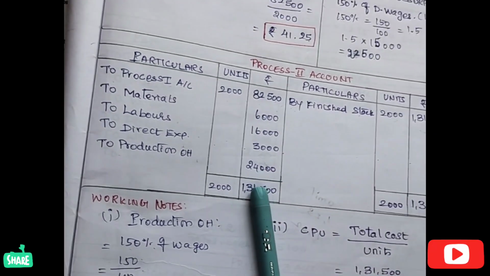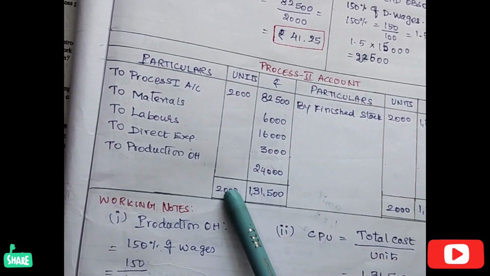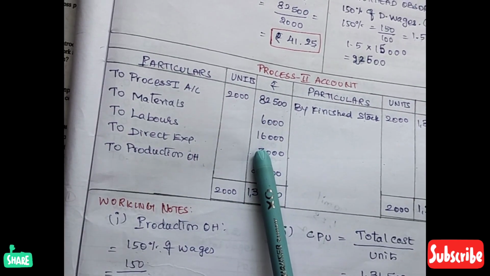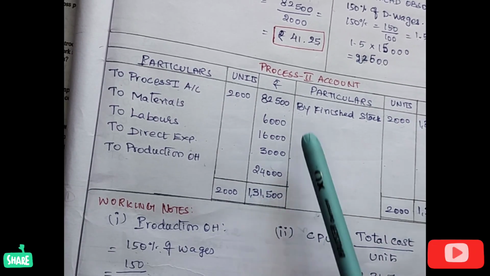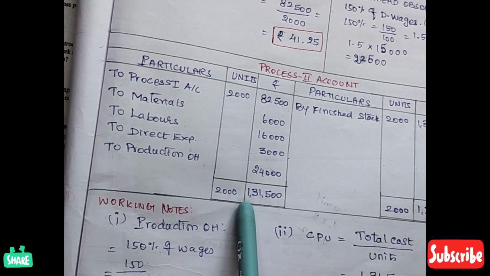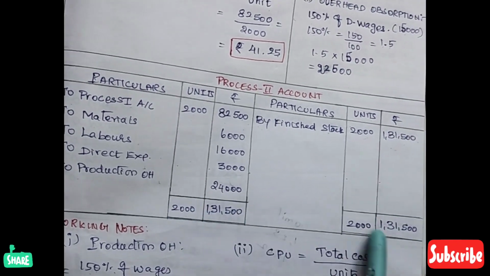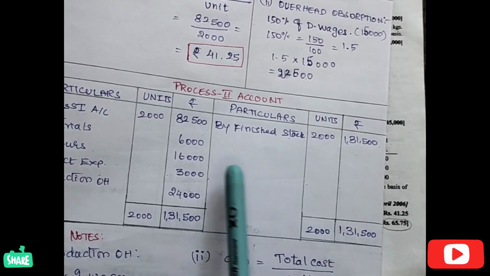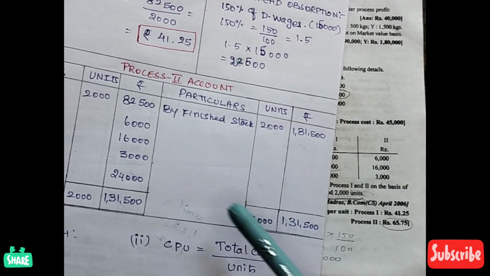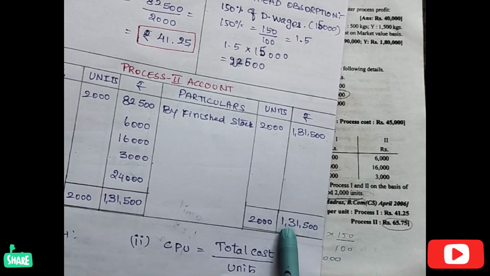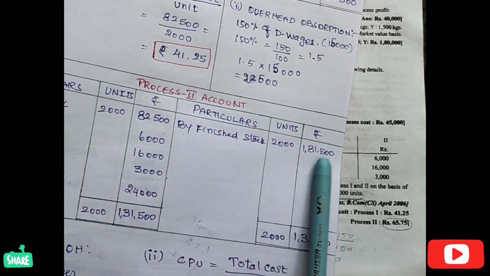Okay, so now we come to the conclusion. After entering all the costs in process 2, now we have to find out the total. After adding all the costs, you will get 1,31,500 rupees. The units are 2,000, entered on both sides as the total. On the credit side there is no value, so the same total unit and the end of process 2 value, 1,31,500, you have to enter here on the credit side. That means this is the balancing figure.